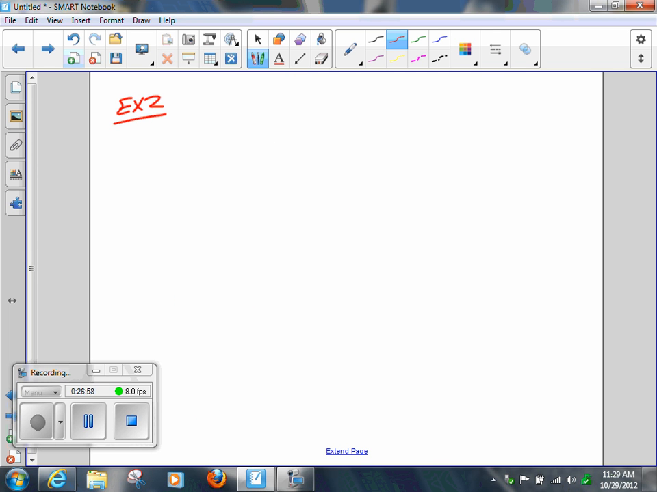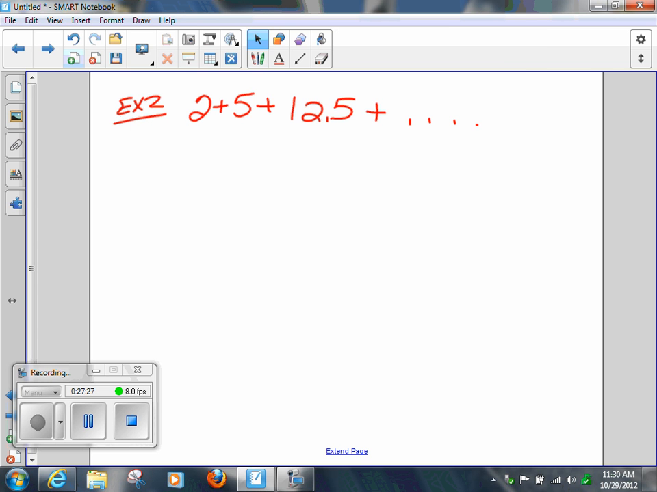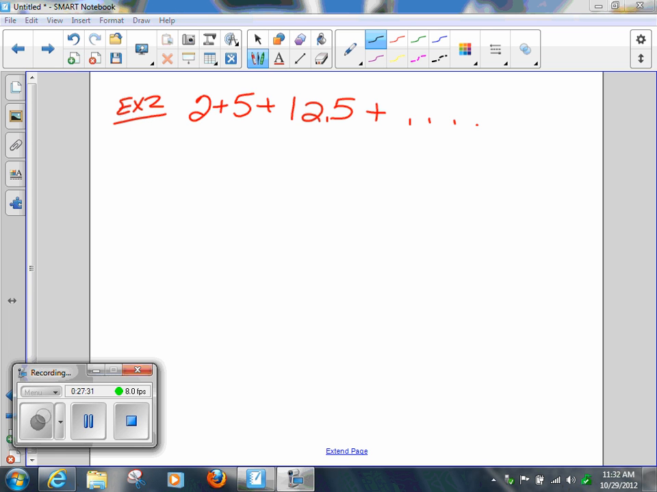Determine whether this infinite geometric series is convergent or divergent. 2 plus 5 plus 12.5 plus ... Now, don't just assume, since you got a convergent the first time, that this is automatically going to be divergent, okay? Don't assume it, prove it. Explain why, justify. Now you feel like you're back in geometry. But you have to prove it.